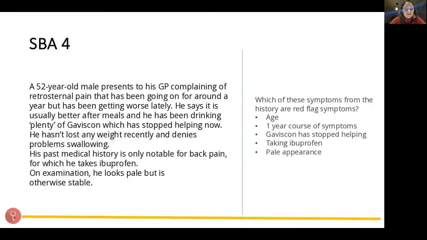A 52-year-old male presents to GP complaining of retrosternal pain that has been going on for around a year, but has been getting worse lately. He says it's usually better after meals, and he's been drinking plenty of Gaviscon, which has stopped helping now. He hasn't had any weight loss, and he doesn't have any dysphagia. His past medical history is only notable for back pain, for which he takes ibuprofen. On examination, he looks pale, but is otherwise stable. So from that history, can you identify which symptoms are red flag symptoms?